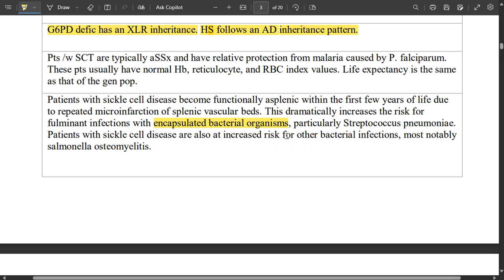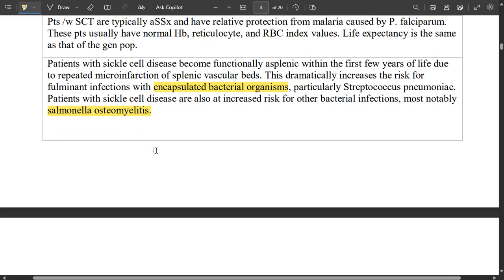There is also a risk for bacterial infection, mostly Salmonella osteomyelitis. The cause of osteomyelitis is mostly Staph aureus, but in sickle cell disease, Salmonella is one of the most commonly implicated organisms.